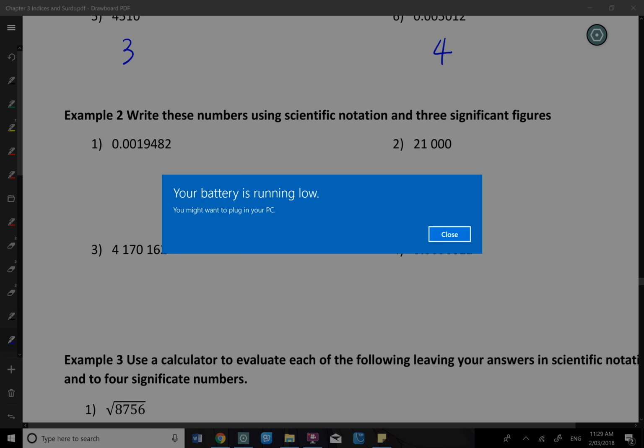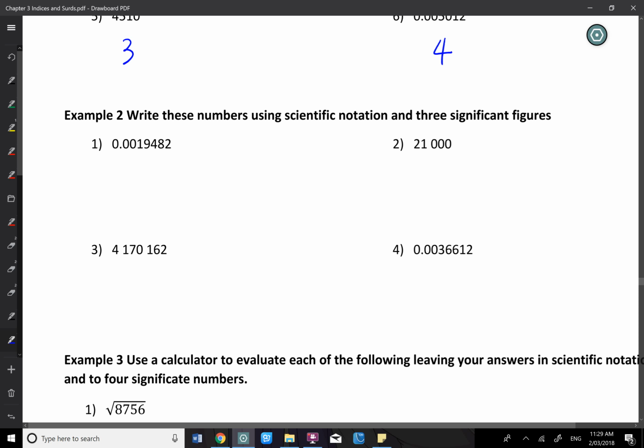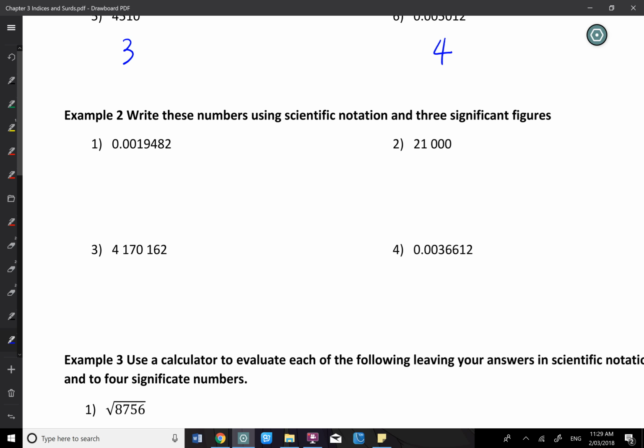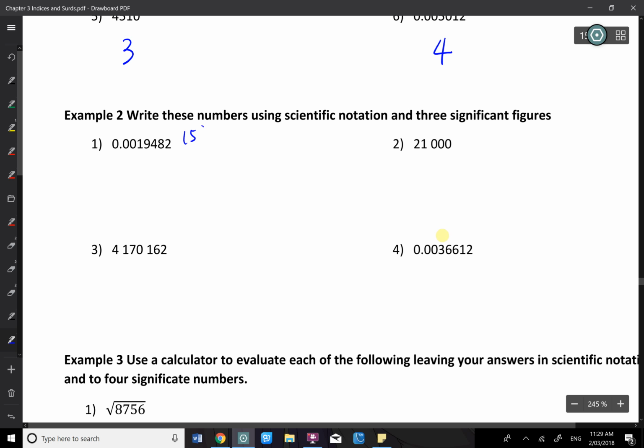All right. Okay, next one. Can you tell me how many significant figures are there for the first one? 5. Okay. How many significant figures are there for the second one? 2. Okay. How many for the third one? And last one? Yep. That's a 2.